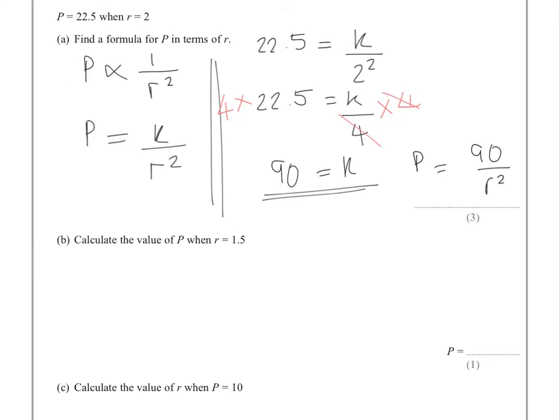We can now use this formula in parts B and C to work out the values in part B of P and in part C of r. So using the formula, P equals 90 over r squared. Calculate the value of P when r is 1.5, so P equals 90 over 1.5 squared, which gives me the solution.